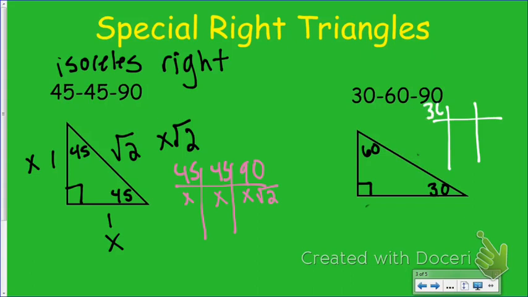So I've got my 30 side, my 60 side, and my 90 side. And remember, 30, it's what's across from 30, what doesn't touch 30. So that's my x side. Across from 60, that's x times the square root of 3. And then across from 90, the biggest side, is 2 times x. And again, remember, the biggest side's across from the biggest angle. Square root of 3, that's the middle one, because the square root of 3 is bigger than 1, but it's less than 2. So we're going to use those ratios to solve some triangles.